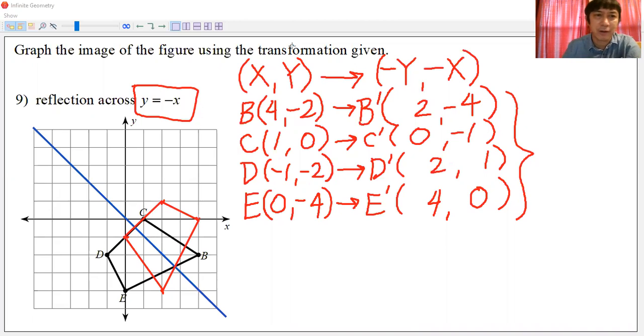All right, let's verify by the computer. All right. Okay, looks correct. Okay, our answer is correct. Okay, there.